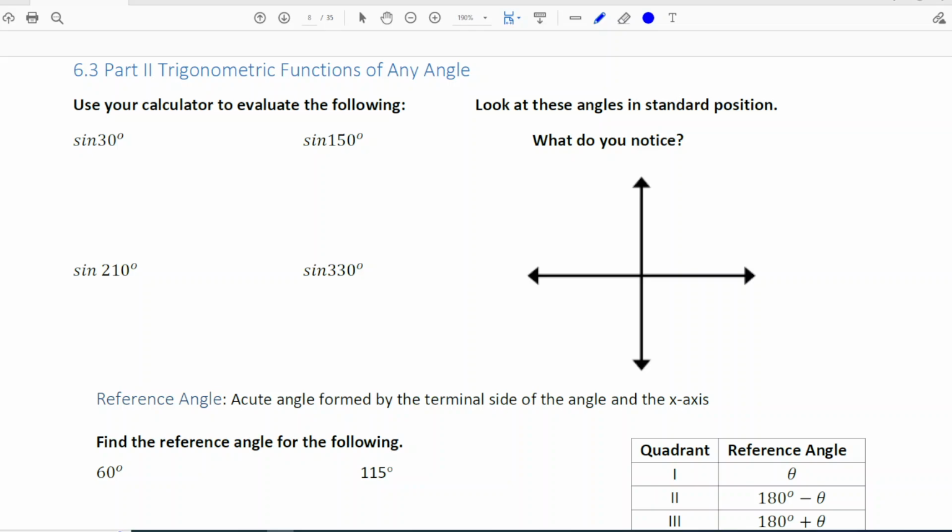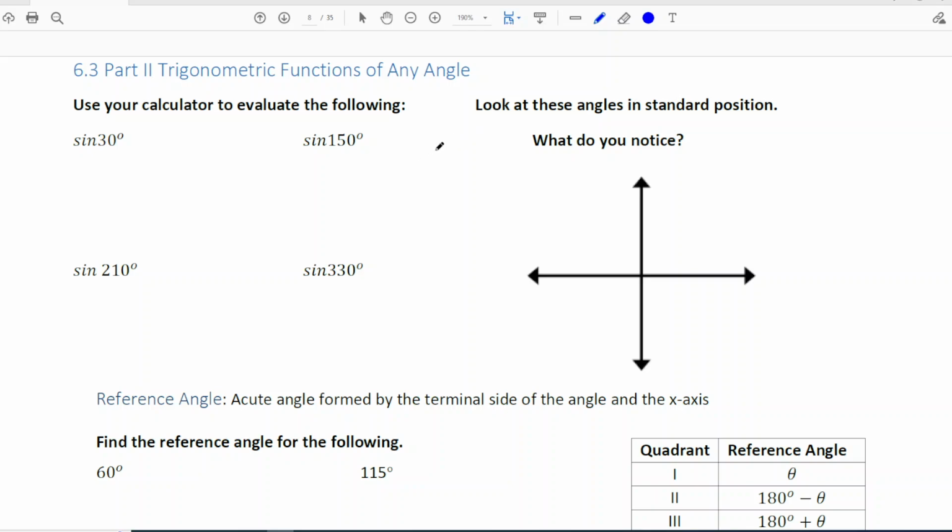So now we're through the intro part of chapter 6, and now we're going to go back to something that we already covered, but in more detail. So 6.3 part 2 is trigonometric function values of any angle, and we're going to be specifically looking at some of our special angles that we already talked about.